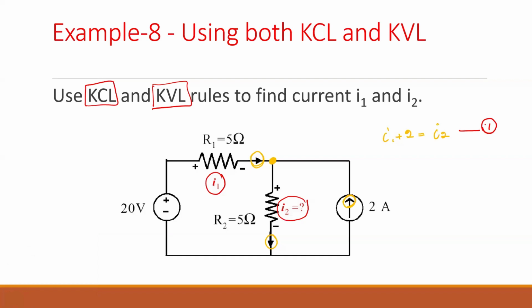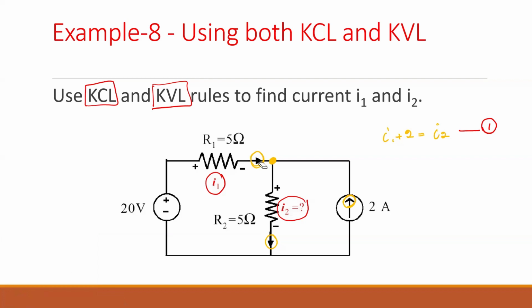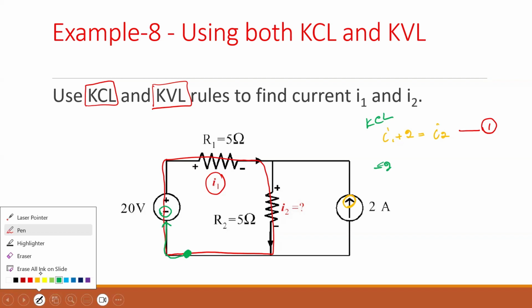Now let's do the KVL. To apply a KVL, we need to have a closed loop. So let's use this one here. You start at a point and you're going around the loop. So I'm starting at this point. So when I'm coming to here, it will be negative 20. So this is the application of KCL. Now we are doing the KVL.